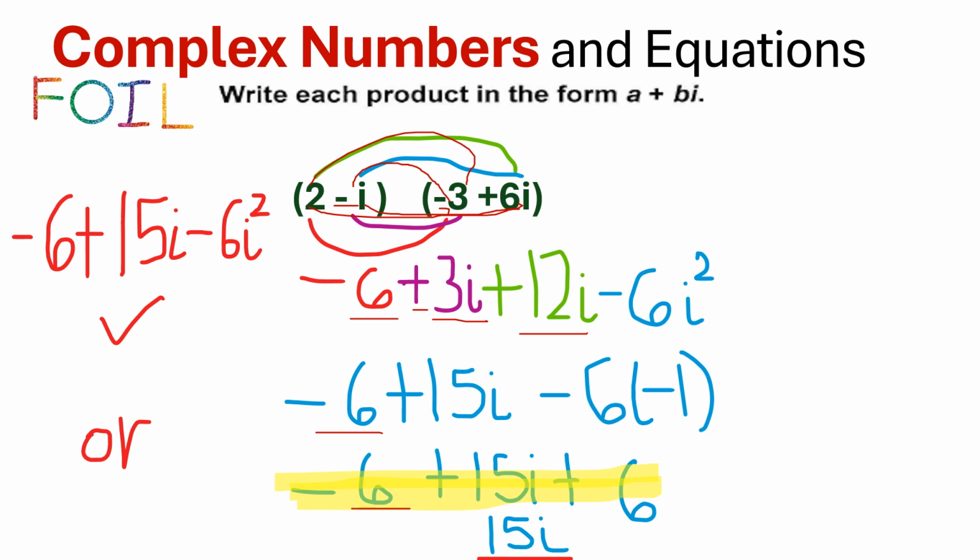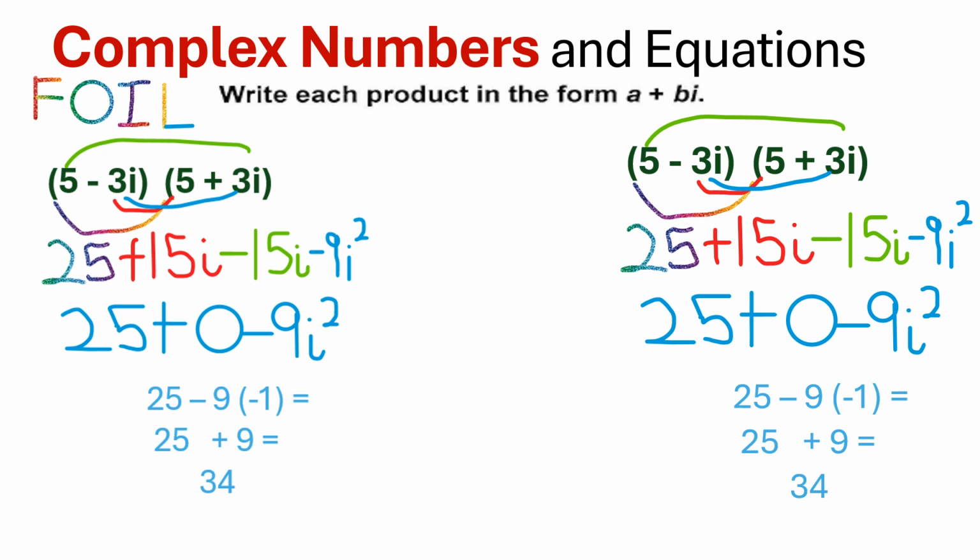These two cancel out. Your book wants this in a plus bi form. And when your textbook wants something in a plus bi form, you're really supposed to leave it like this. You'd leave this as 6 plus 15i plus 6i squared. You wouldn't go through that. That's really the way they want it. That's why I highlighted it.